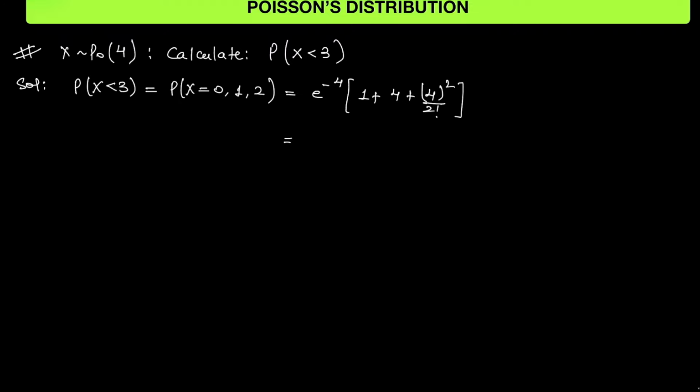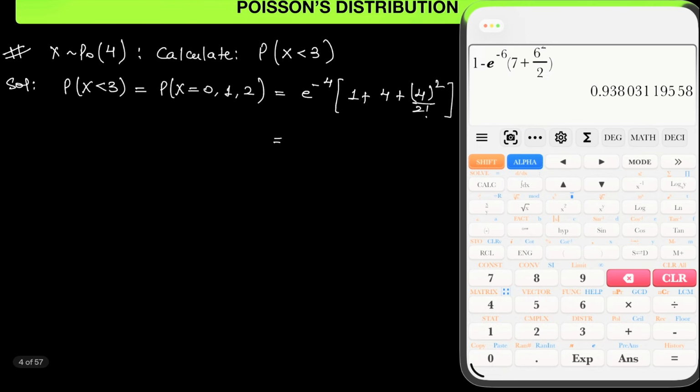So we will calculate the complete expression value. First of all, I will write down e raised to the power minus 4 as the common value. Then I will open up the brackets. In the brackets, we are having 1 plus 4 plus 4 square over 2 factorial. Now the bracket is closed. So let's calculate the answer. This is 0.238, a 3 significant figure answer. So this is the way we need to solve the question.